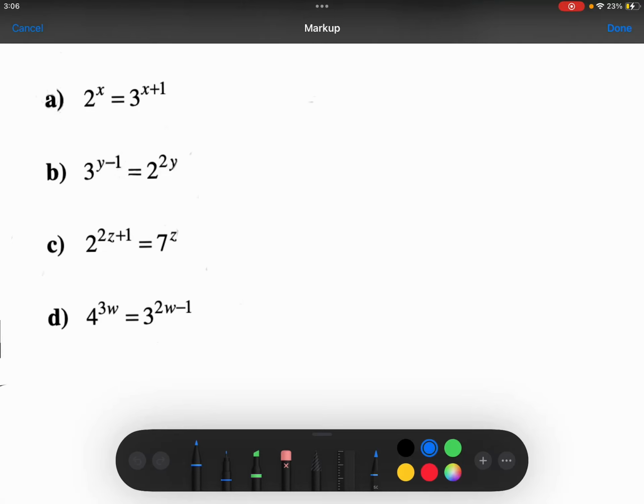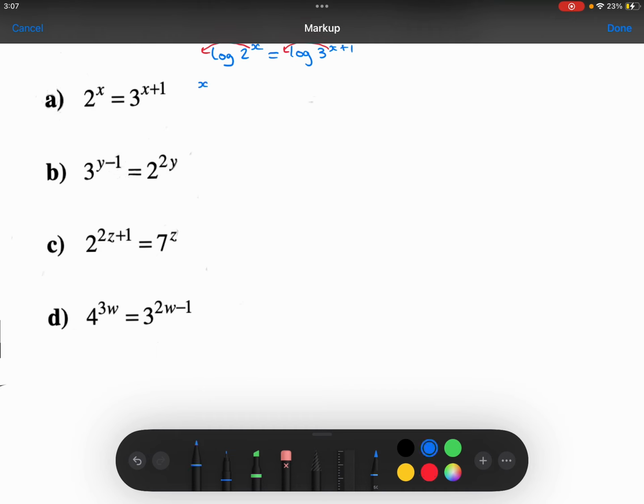Part A, I'm going to take logarithms of both sides, just the general log base 10. You could do any other logarithm if you prefer. So that's taking a logarithm of the left-hand side, taking a logarithm of the right-hand side. I'm now going to use the laws of logarithms to bring the powers down to be coefficients.